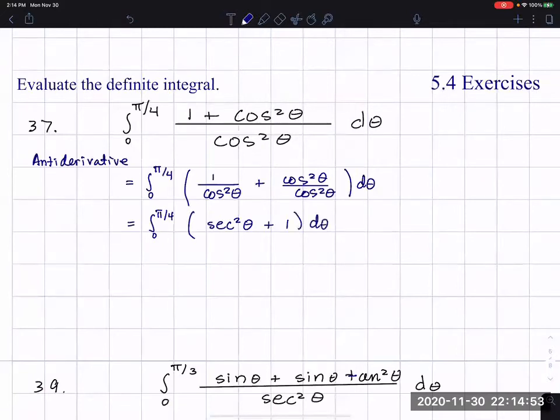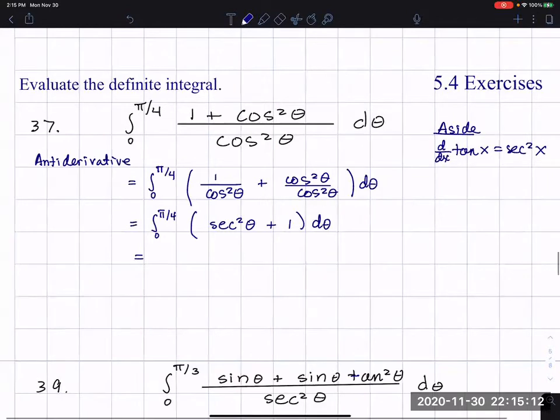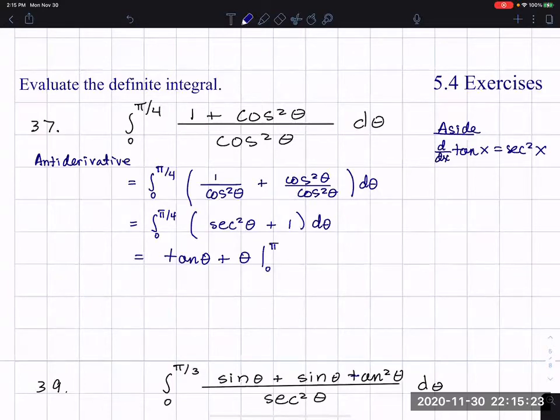And each of these functions we can find the antiderivative. So the antiderivative of secant squared theta is tan theta. We know, hopefully, that the derivative of tangent x is equal to secant squared x. I'm using the variable theta, but that antiderivative is tangent theta, and then the antiderivative of a constant 1 will be theta because the derivative of theta is 1. And then I evaluate from 0 to pi over 4.